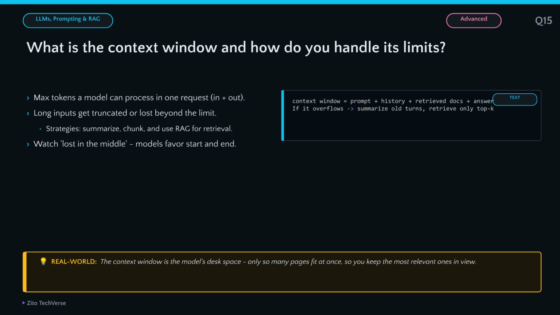Question 15. What is the context window, and how do you handle its limits? It represents the maximum tokens a model processes. When you hit this limit, you must manage it by summarizing previous conversation turns, chunking large documents, or using RAG for retrieval.